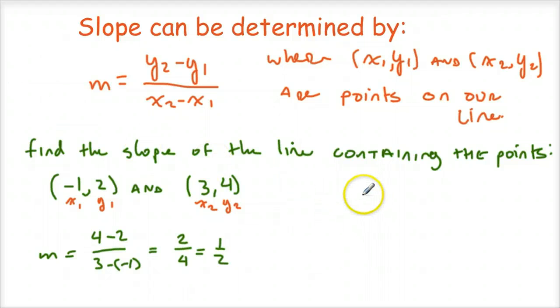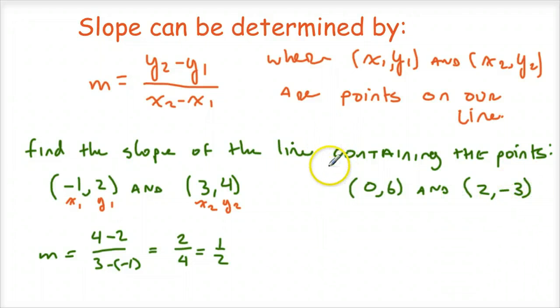So why don't you try one now? Why don't you try finding the slope between 0, 6, and 2, negative 3. And so you can pause the video, do that example on your own, and then come back for the solution. So you can go ahead and pause it now.